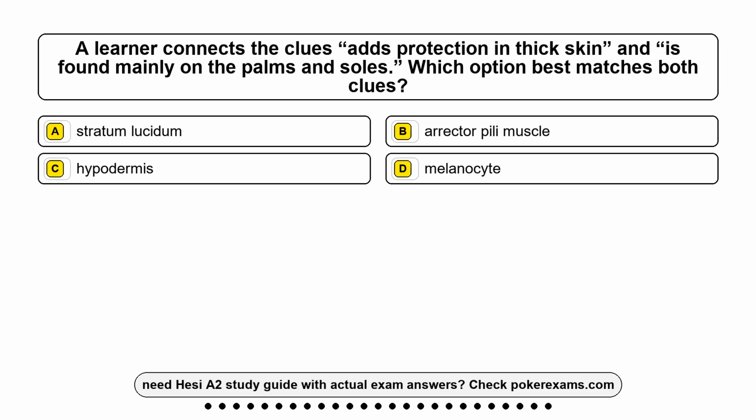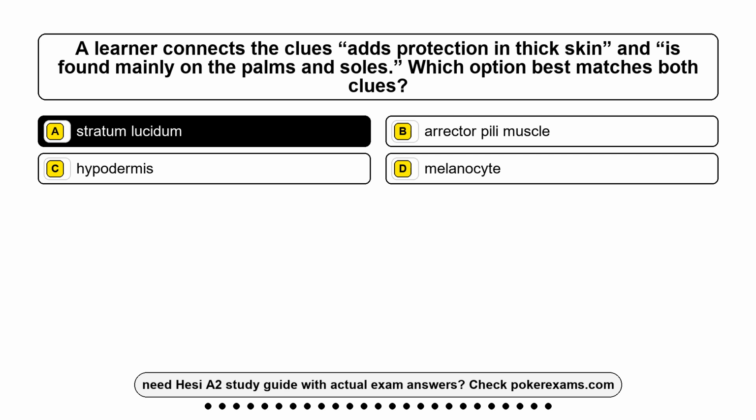Question 1. A learner connects the clues, adds protection in thick skin and is found mainly on the palms and soles. Which option best matches both clues? Option A, stratum lucidum. Option B, arrector pili muscle. Option C, hypodermis. Option D, a melanocyte. The correct answer is option A, stratum lucidum.